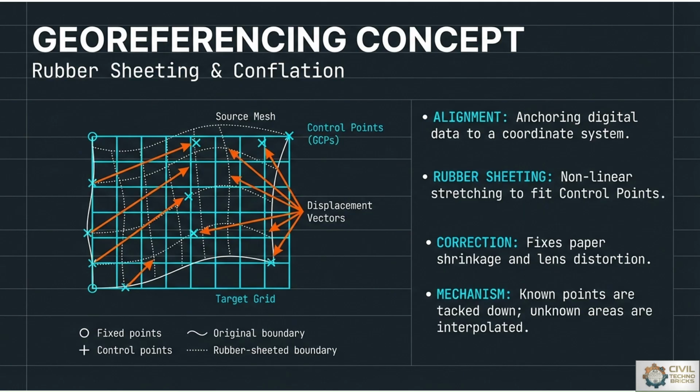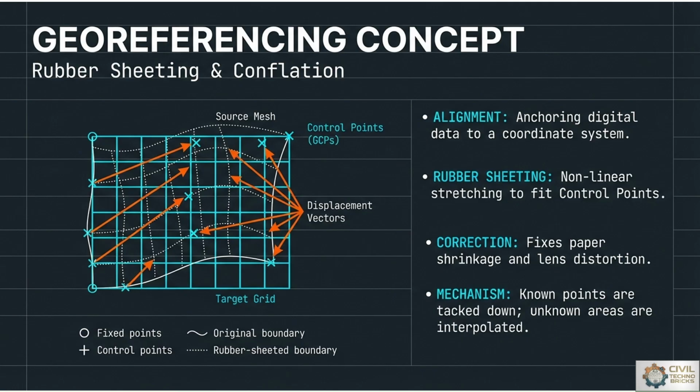Alignment, rubber sheeting, correction, and mechanism are the four main parameters for the georeferencing concept. Alignment is for anchoring digital data to a coordinate system, or we can assign the coordinate system to digital data. Rubber sheeting is a non-linear stretching to fit control points, so we can assign non-linear stretching to fixed control points or ground control points. In the correction, we fix the paper shrinkage and lens distortion.